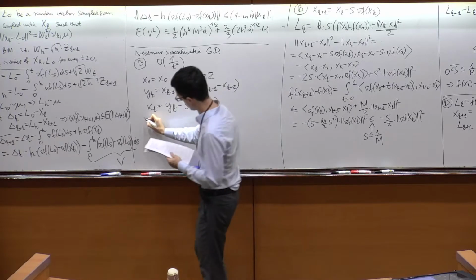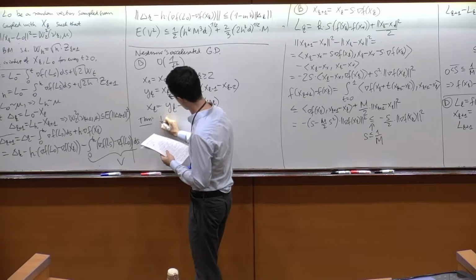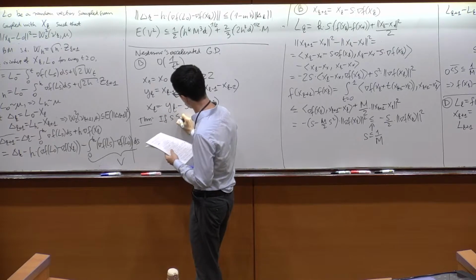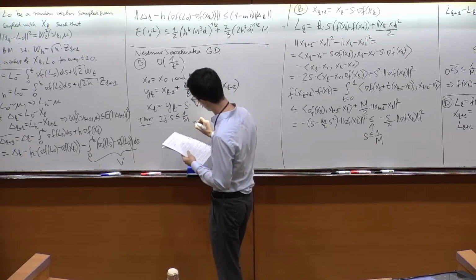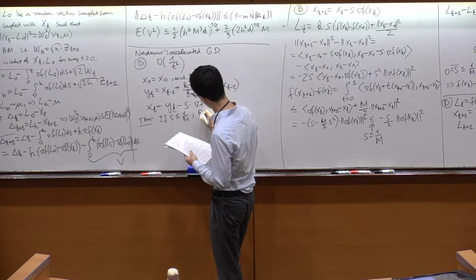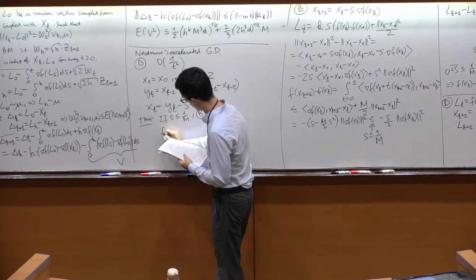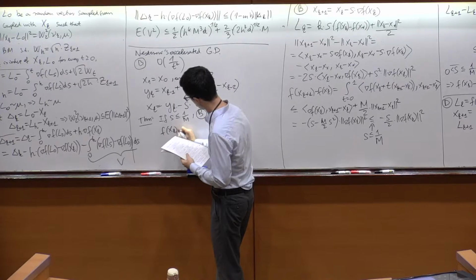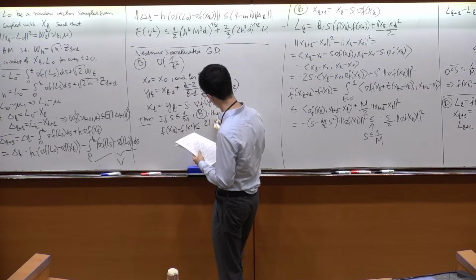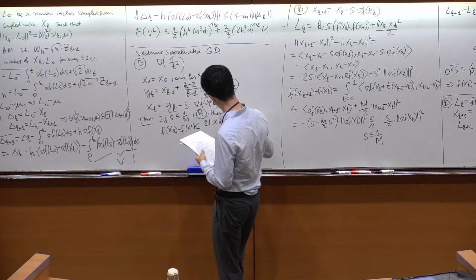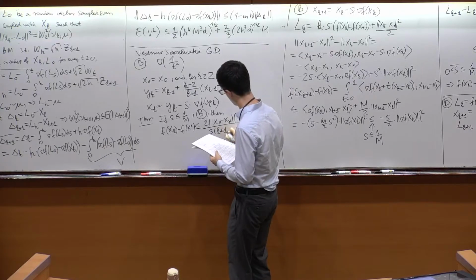It can be shown that if s is less than or equal to 1 over M, and B holds, then you have f(x_k) minus f(x*) less than or equal to 2 times the norm of x_0 minus x* squared over s times (k+1) squared.